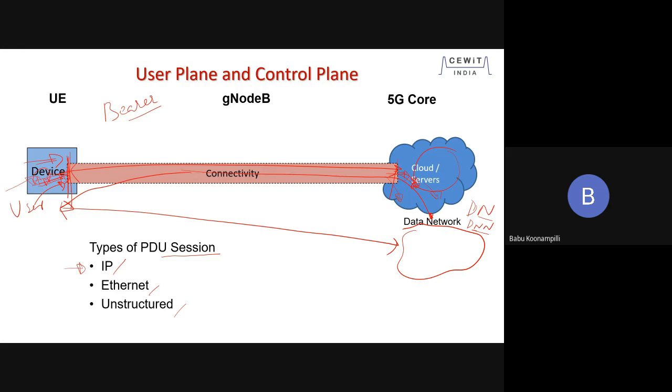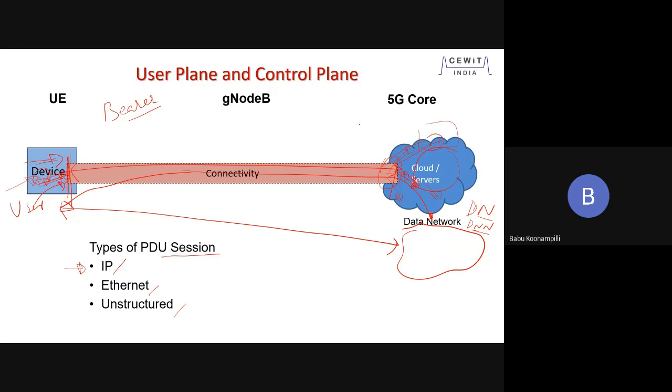But suppose you have to give it to a server here, and since it's unstructured, how do you send the data? One of the ways is to have an IP tunnel established between the endpoint of the 5G network and the server. So the unstructured data is passed through the tunnel to this server.